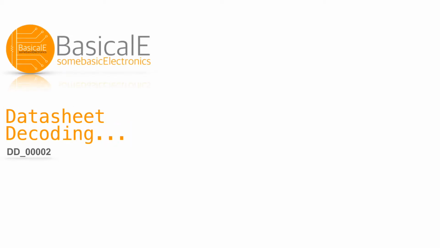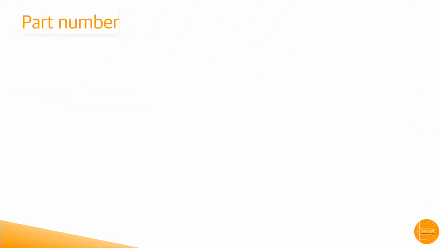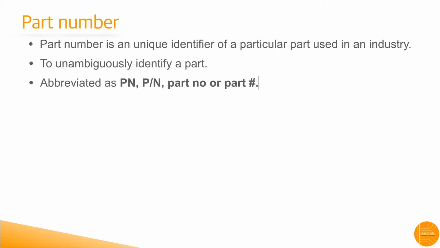Today we are going to explain what is meant by a manufacturer part number of an electronic component and its importance. Basically, a part number is a unique identifier of a particular part used in an industry. It helps us to unambiguously identify a part within a single corporation and sometimes across several corporations.